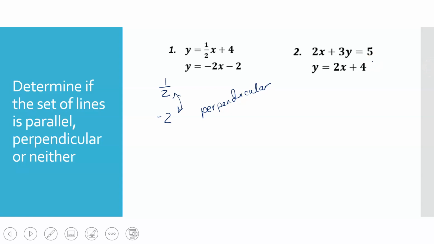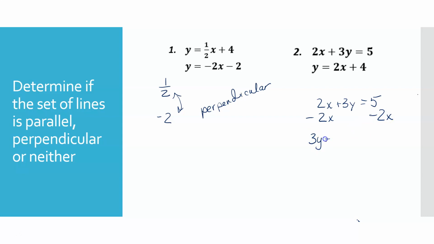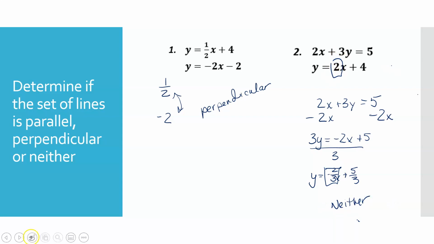So let's move the top one into slope-intercept form so we can look at the slopes. I'm going to subtract 2x. So now I have 3y equals -2x plus 5. And if I divide by 3, I have y equals -2/3 x plus 5/3. So I have -2/3 and 2, so no relationship. This is neither. Okay, let's go to the next page.